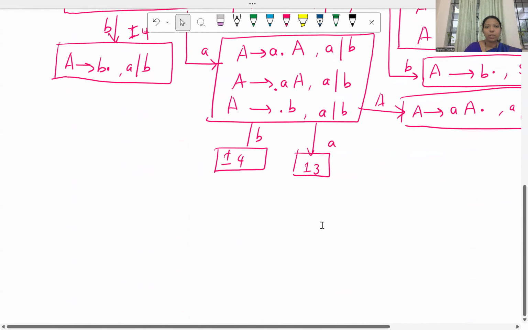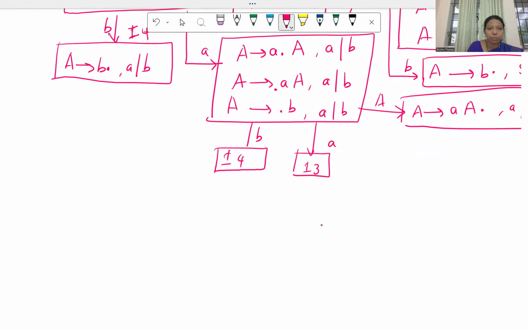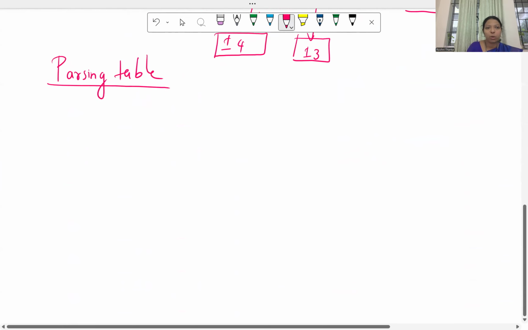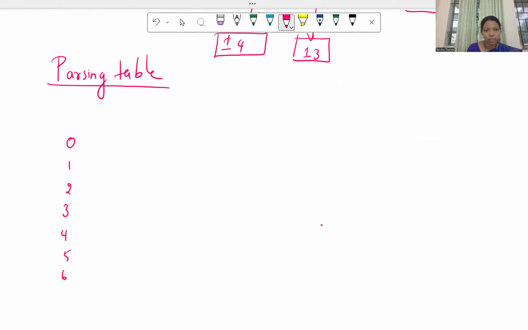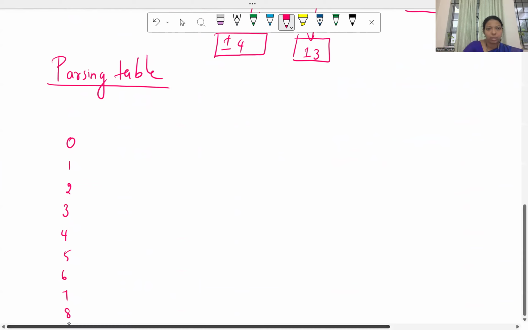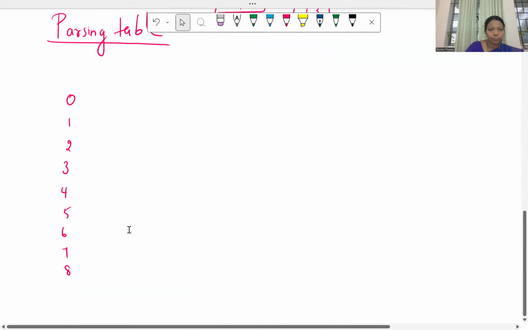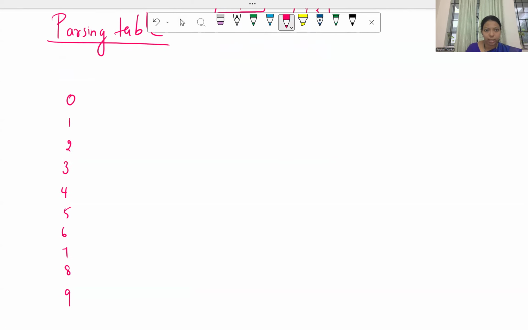Okay. So now the next thing we have to do here is find the parsing table. How do you build the parsing table for SLR? Same thing here as well. You have to write all the states in the rows: 0, 1, 2, 3, 4, 5, 6, 7, 8, and we have 9. So in total 9 states are there. And then the first part is the action part, and the next part is the go to.